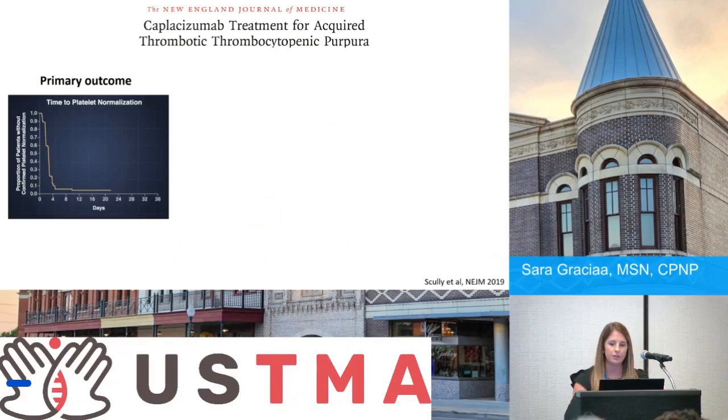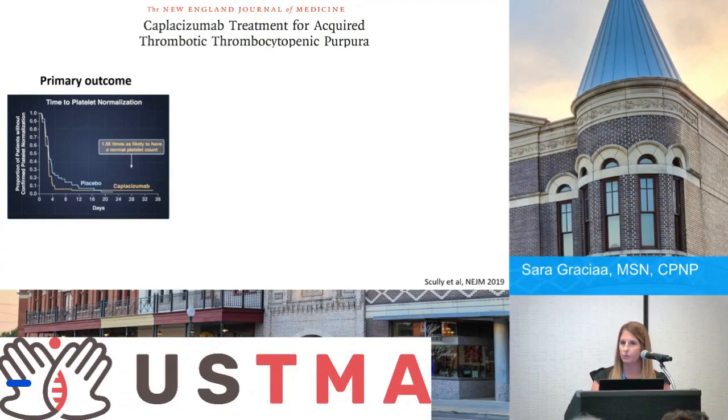So numerous trials have demonstrated the efficacy of caplacizumab when added to standard treatment. The HERCULES trial compared patients who received caplacizumab to those on placebo, and the caplacizumab group achieved a normal platelet count faster. So this graph represents the proportion of patients with abnormal platelet count. Ideally, we want to see this line decreasing, meaning that a higher proportion of patients had a normal platelet count. So the caplacizumab group is here in orange, and the placebo group is in blue. So you can see that the caplacizumab group was more likely to achieve a normal platelet count, and they also achieved this goal faster.